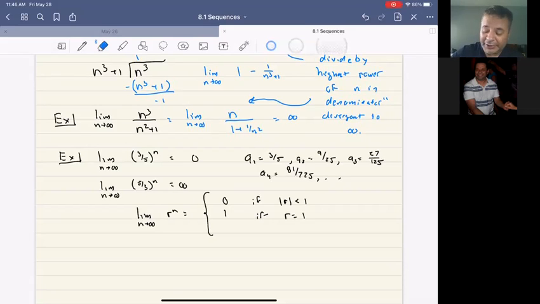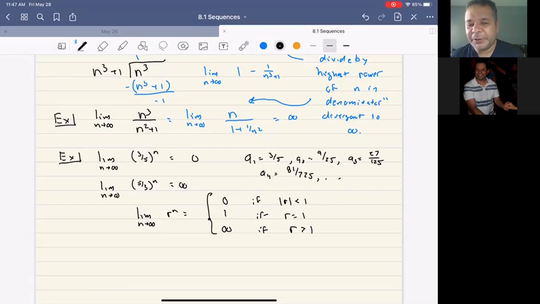Actually, there are more cases than that even. Infinity, my infinities on the iPad are ugly, I'm sorry about that, if r is bigger than 1. And then it oscillates between plus and minus infinity, divergent, if r is less than or equal to -1. We'll not even worry about negative numbers now. Actually, yeah, we do want to worry about negative numbers.